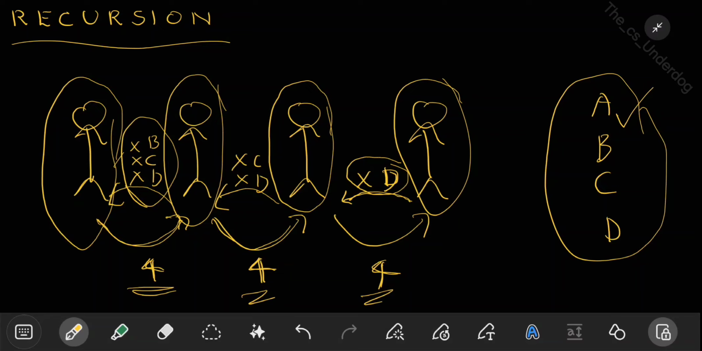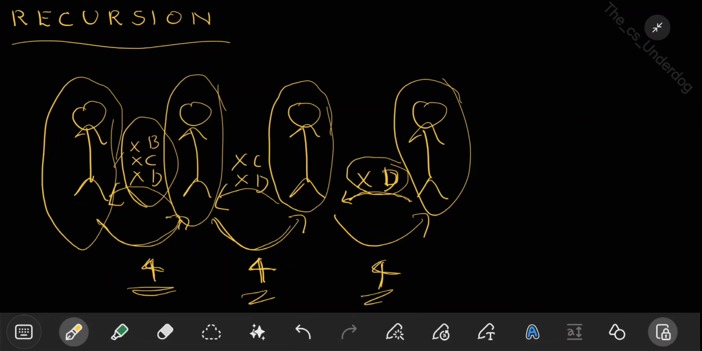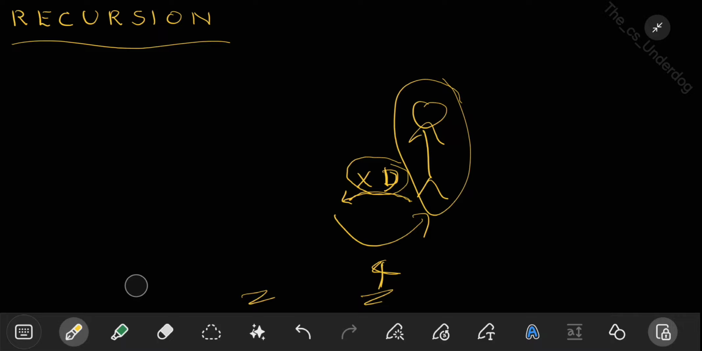So this is how a recursive problem works. You have to make recursive calls of the same function on smaller subproblems, and once those smaller subproblems are solved, it's easier to solve the larger problem. This is recursion. So what are the key components of recursion?